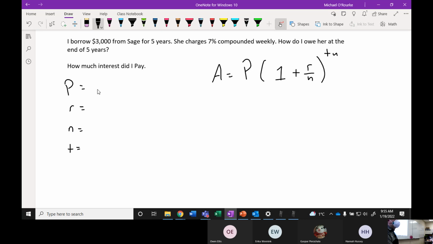So let me get there. What's my principal? 33,000. What's my rate? 0.07. What's my N? Take a look at that chart that everyone hates because I messed it up 10 times. What's weekly say? 52. And my time this time is 5.